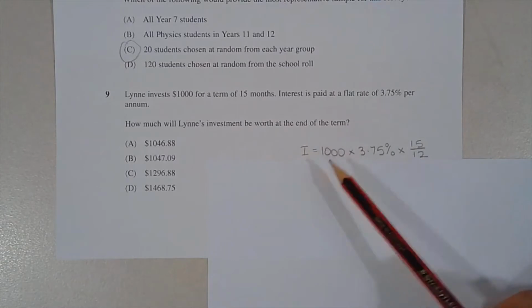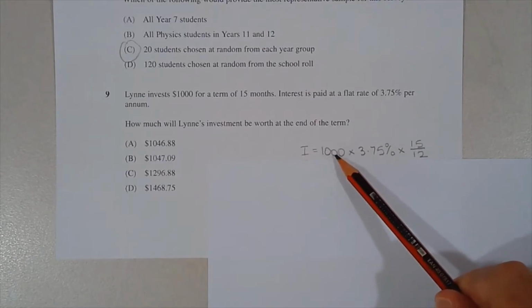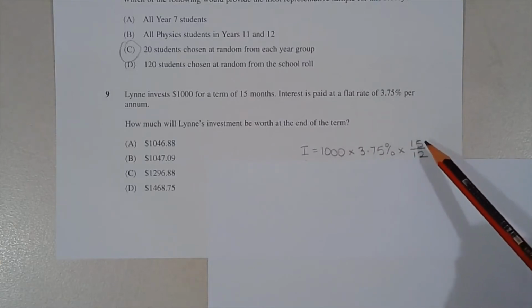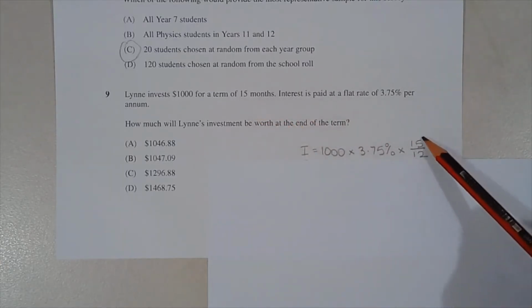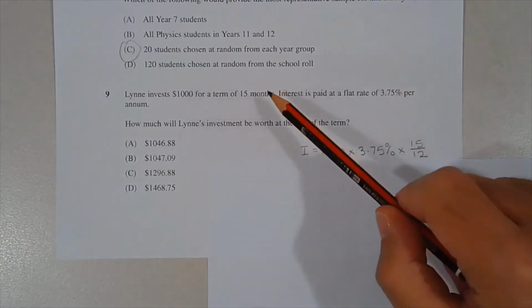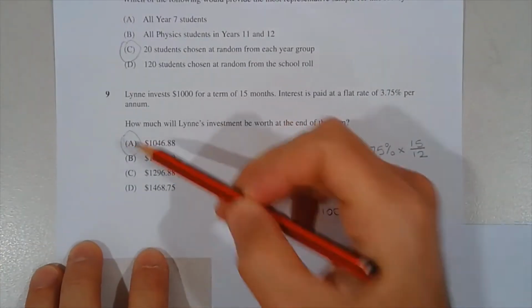So I'm going to use the formula I equals PRN to calculate the interest earned. So I equals P, which is 1,000, that's the principal invested, multiplied by the interest rate per annum, multiplied by the number of years. Now, since the time period is measured in months, to convert months into years, we need to divide that by 12. So I've chosen to keep the interest rate as is, but convert 15 months into years. And I get $46.88 worth of interest. That needs to get added on to the principal and we get $1,046.88. So the answer is option A.